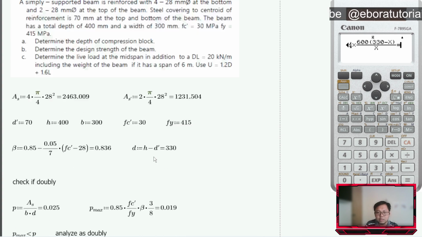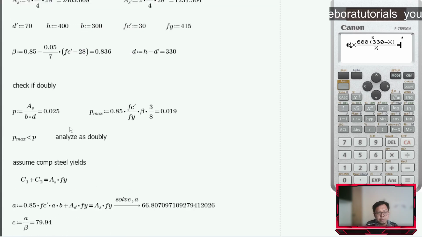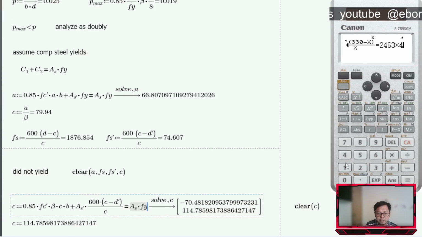Equal to AsFy. What is As? Let's go back to the problem. As is 2463.09. So, that's 2463. And then, the Fy, what is Fy? 415. Okay, I think that's all. And then, shift solve.